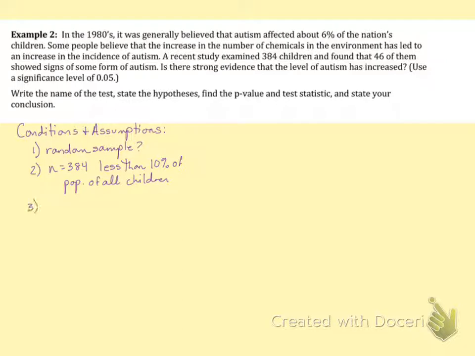Okay, number 3. Actually, usually right here is where I talk about independence. And I usually say that if the sample is random and we have a sample size that's less than 10% of the population size, then we are fairly sure that our sample is independent. We don't know if we have a random sample, so we're going to assume independence here.